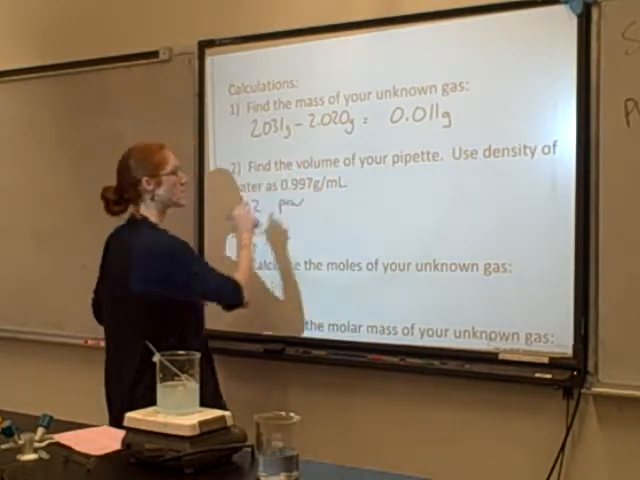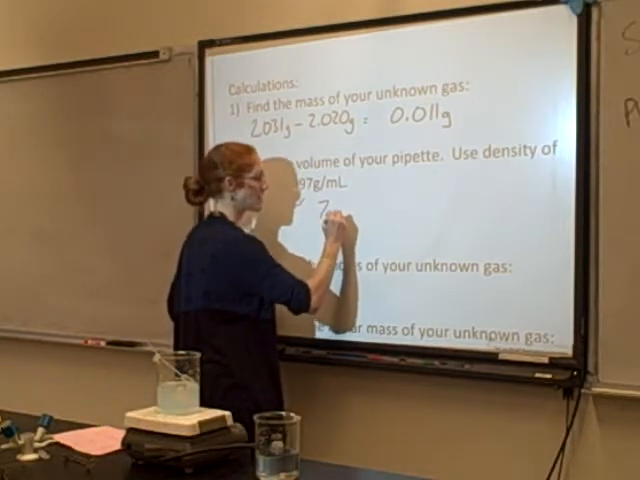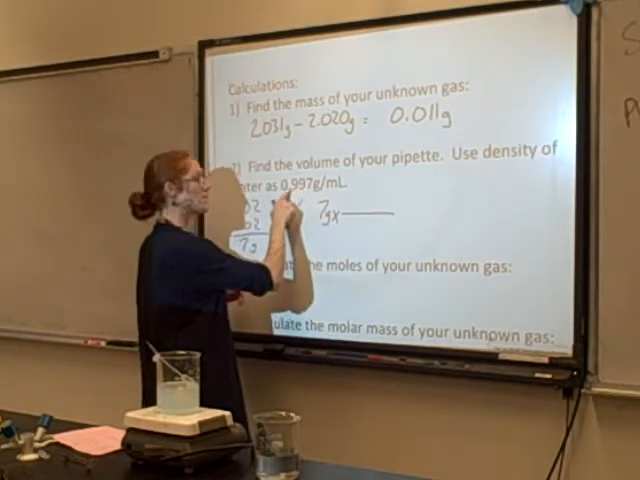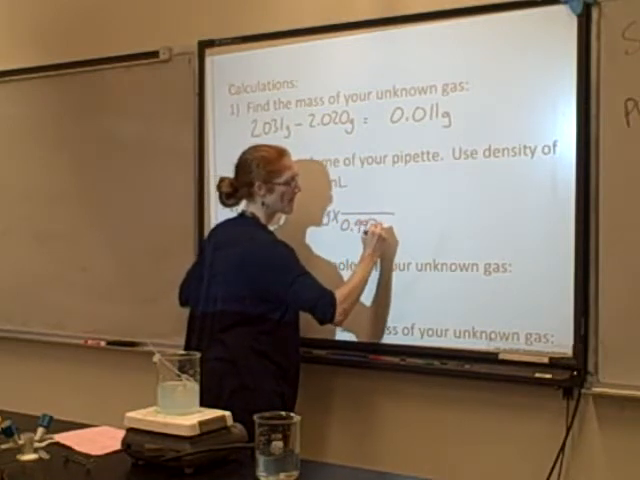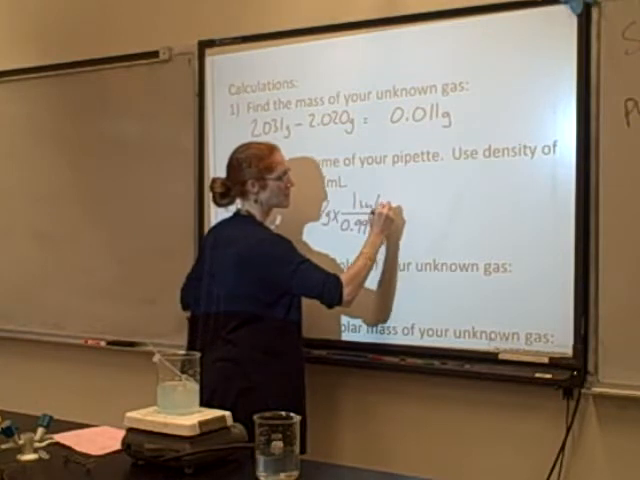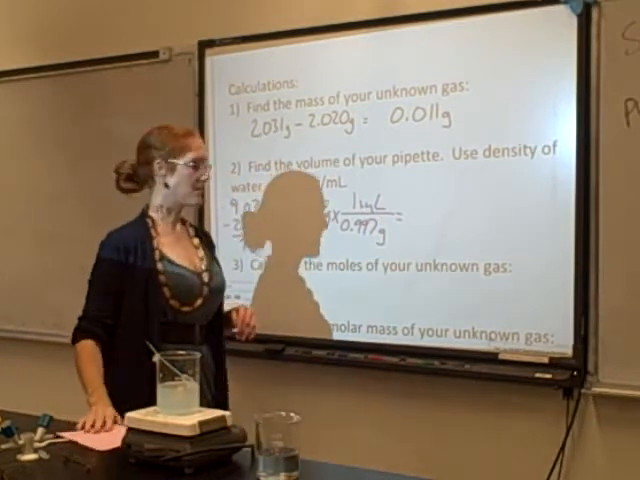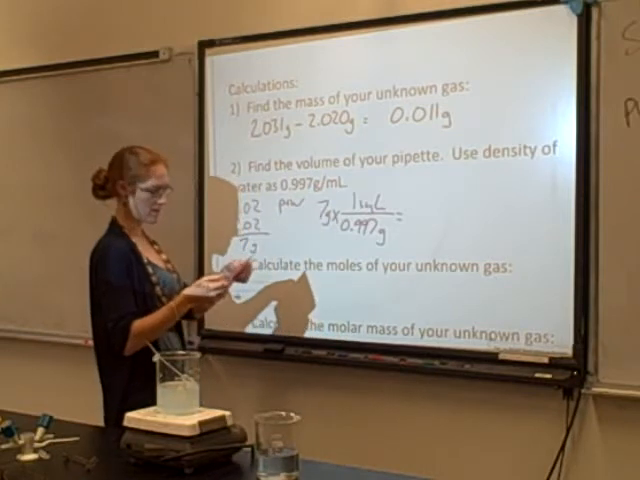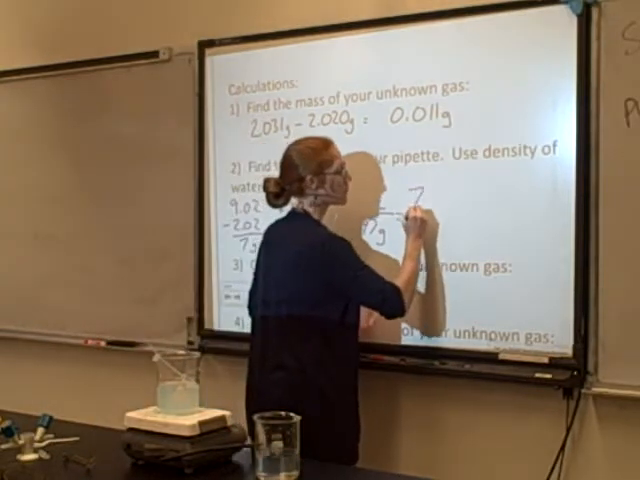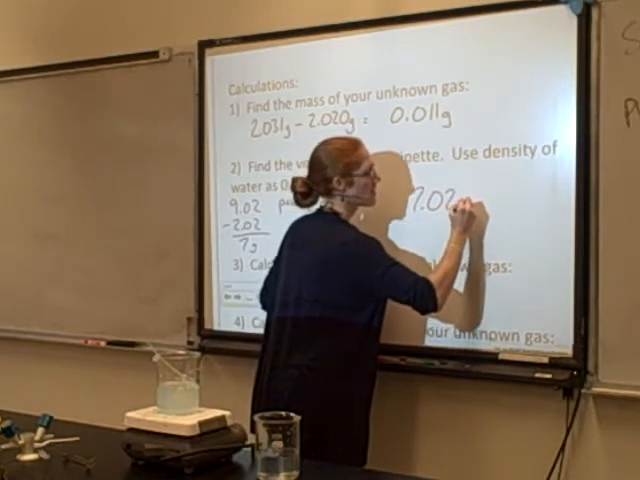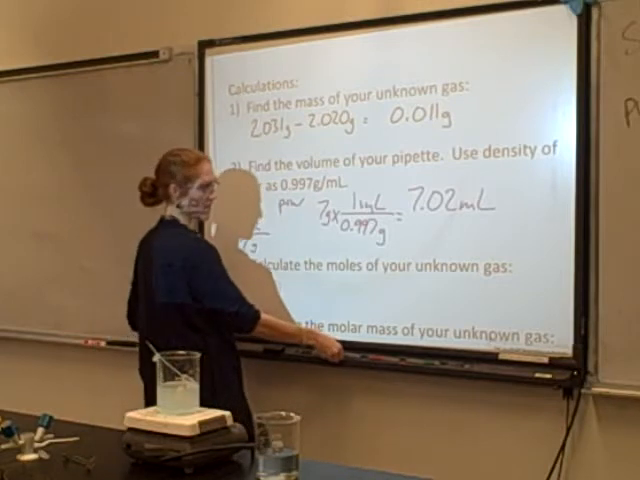I can use the density of water to find the volume of the pipette. So I have 7 grams, and for every 0.997 grams, there's 1 milliliter. Okay, so I type in 7 divided by 0.997, and I'm going to get 7.02 grams, or sorry, 7.02 milliliters. Okay, so that is the volume. That's the volume of the pipette.